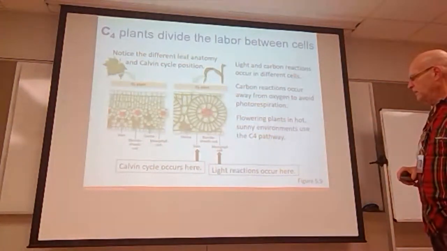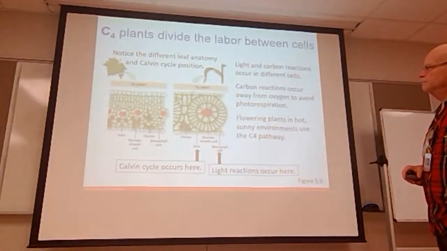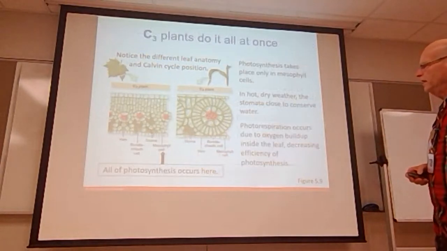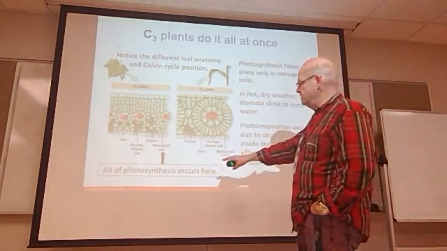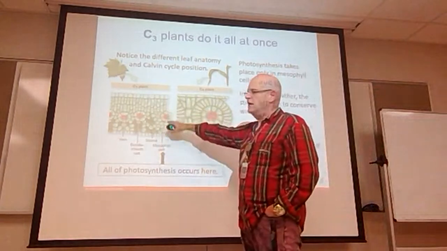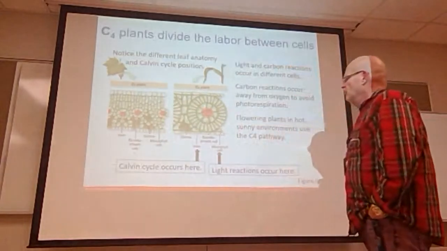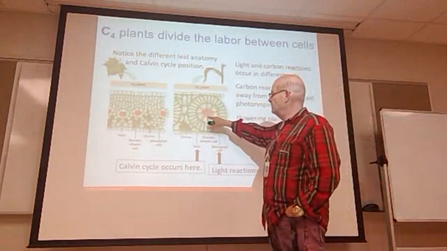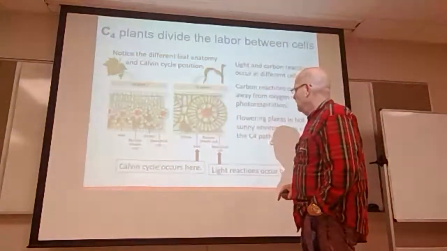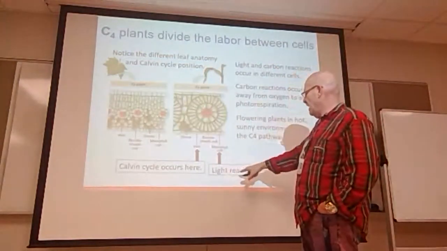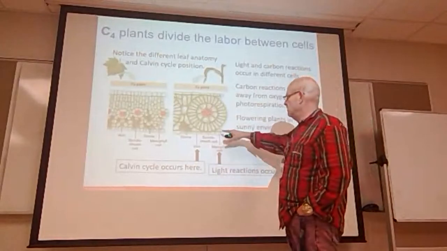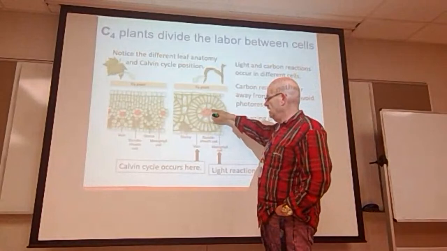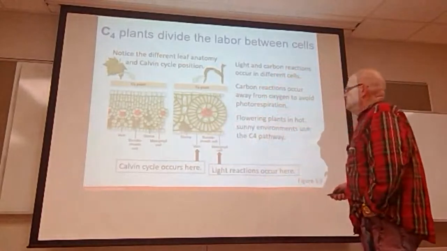Again, the example we always talk about is the corn plant. If you look here, all of photosynthesis is going to occur in the mesophyll cells of the C3 plant, but in the C4 plant the Calvin cycle occurs in these veins, sometimes called vascular bundles, and the light reactions take place in the mesophyll. So light reaction takes place here. Products of the light reactions move into here, and the Calvin cycle takes place there.